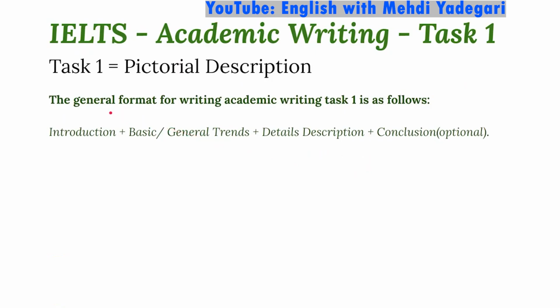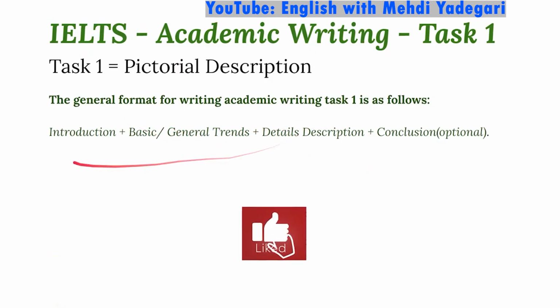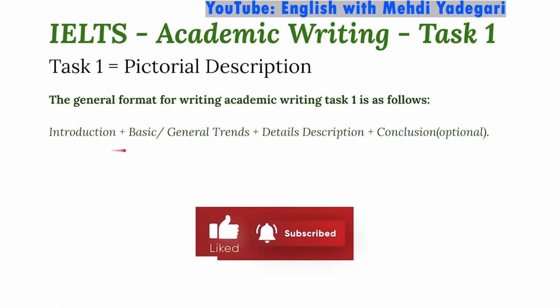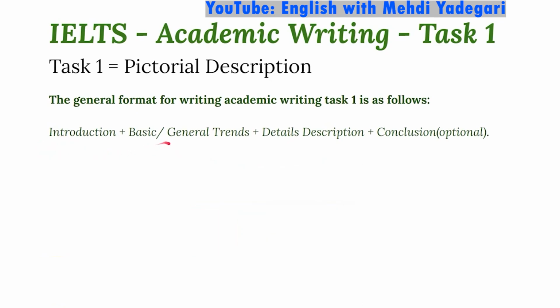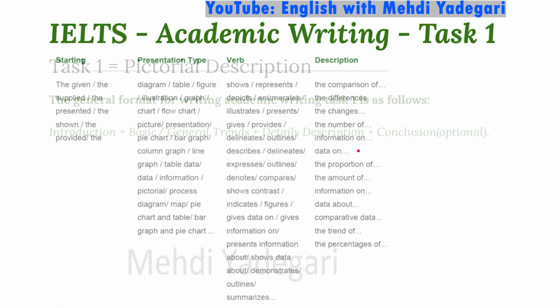Alright, so the general format for writing academic writing task 1 is this. So here we have the introduction, which is the first paragraph, basic/general trends, which I will explain, and then there's details description, and there's a conclusion, which is optional. We'll talk about all of it later. So this is the formula. You're gonna have to remember this one. We have the introduction, basic trends or general trends. Remember the word general trends, and details description.